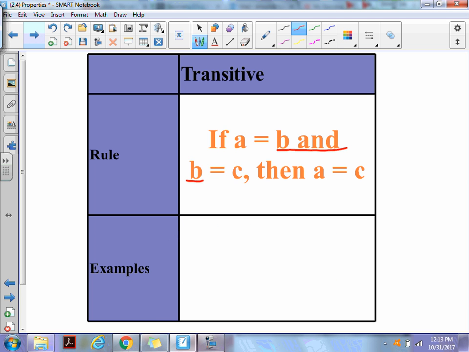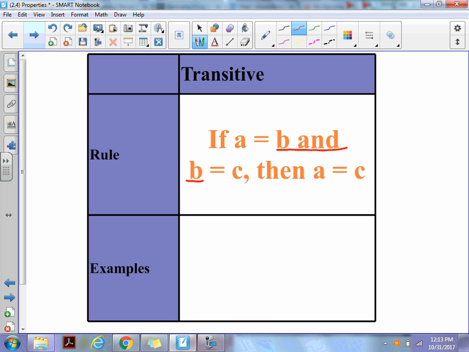Okay, transitive has 3 things going on. So it kind of almost looks like symmetric, but it says if A equals B and B equals C, then A equals C. We kind of talked about this a little bit the other day when we were going through one of our always, sometimes, never questions. We said if angle 1 is complementary to angle 2, and angle 3 is also complementary to angle 1, then 2 and 3 would be the same. That's kind of what's going on here.